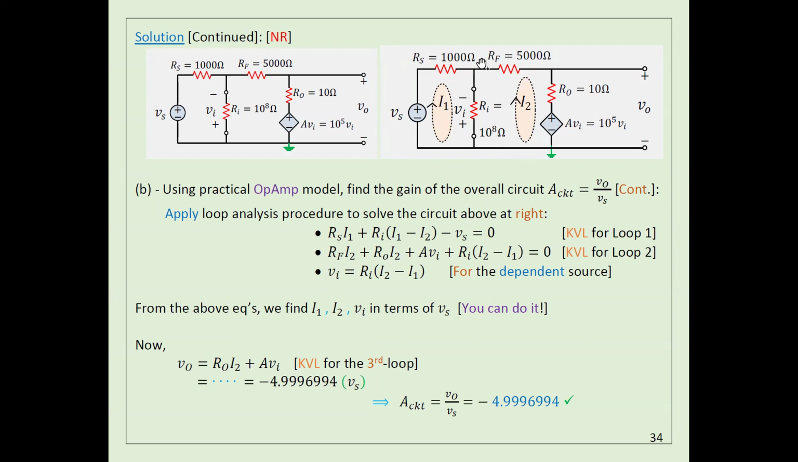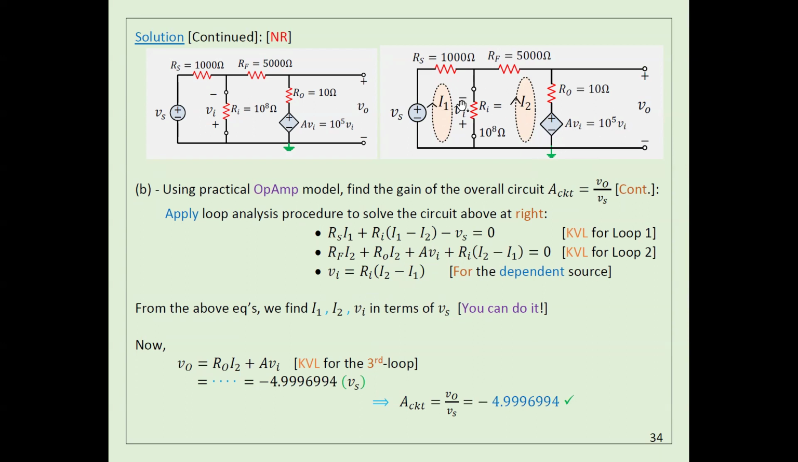Also, I have here I2 minus I1, because this is a current here, I2 minus I1 times RR, okay? And then plus this resistance, plus this 10 to the power 5 VI, okay? AVI here. I have 2 equations, but the problem now is these 2 equations have three unknowns. It has I1, I2, and VI here, okay?